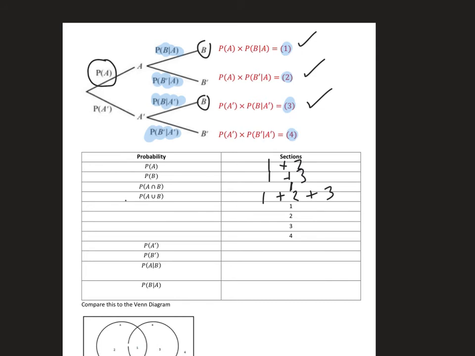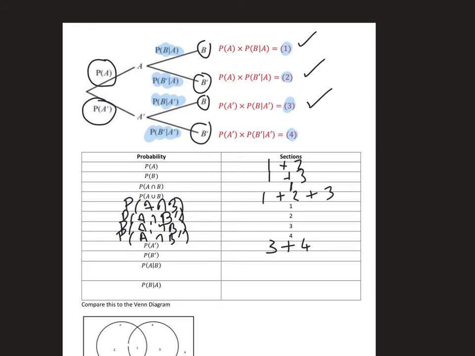Option 1, well, I can write that as that was A and B. Option 2 was A and not B. Option 3 was not A and B. And option 4 was not A and not B. If I don't want A, then that would just be that probability there, which would also be probabilities 3 and 4. Not B would be these probabilities here, which would be 2 and 4.